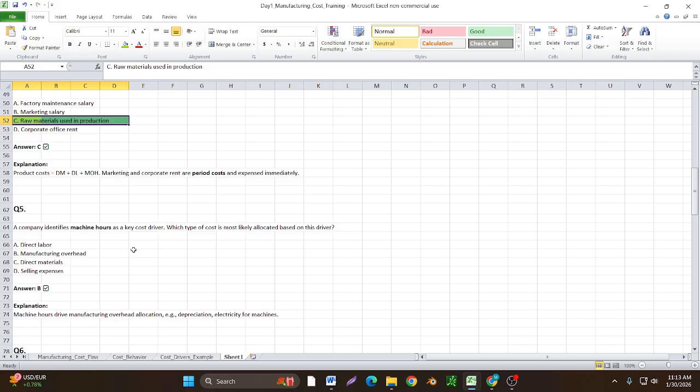Question 5. A company identifies machine hours as the key cost driver. Which type of cost is most likely allocated based on this driver? Well, machine hours drive manufacturing overhead allocation. Examples: depreciation or electricity for machines. So the answer is B.